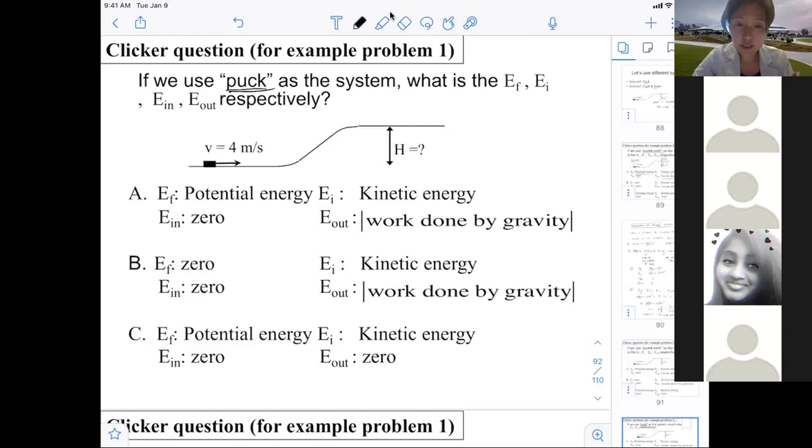Yes, gravity is the external force, and this force could act on the system, here the puck. Now the work could be giving more energy to the system as an input, or could be taking energy out of the system. So how do we know work done by gravity is now an energy output, but not an input?